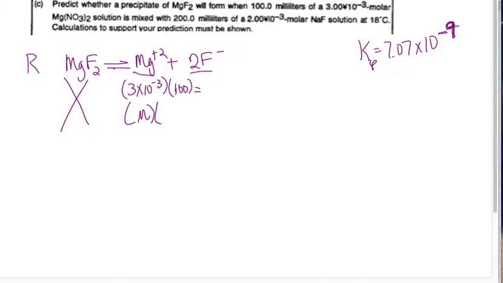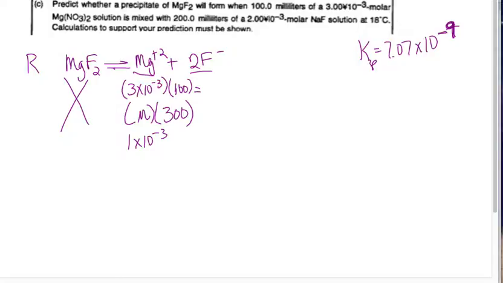What's our total volume? 300. So what is our concentration of magnesium plus 2? It's a third, 1 times 10 to the negative 3. It has to be, because it was 100, then it's 300. That's got to be a third of 3, which is 1. All right.